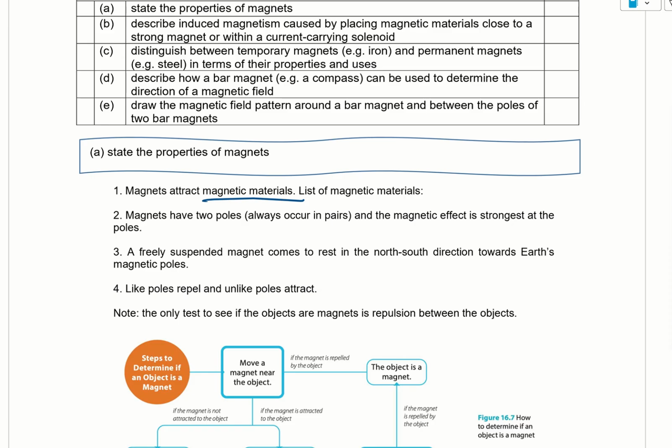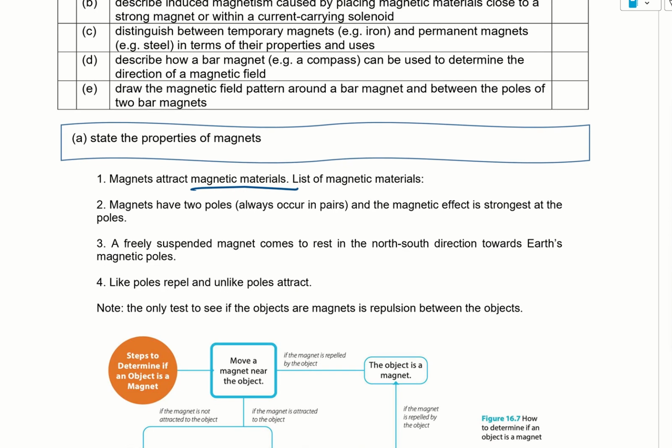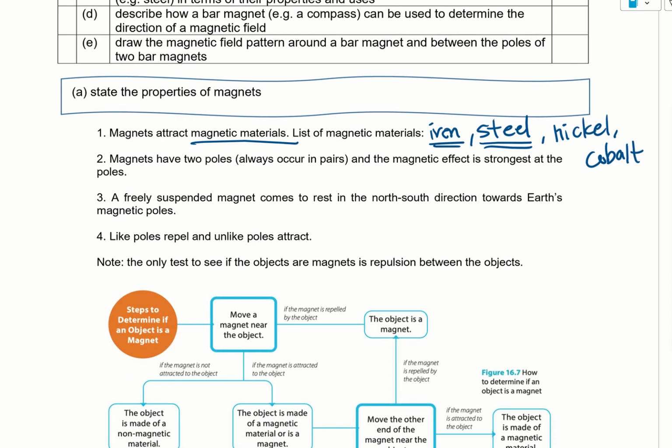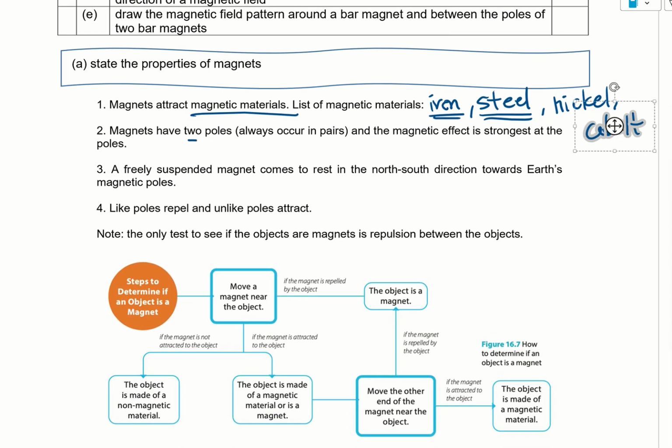The list of magnetic materials in our syllabus will be iron, steel, which is an alloy, nickel, and cobalt, with the first two, iron and steel, most commonly mentioned in our syllabus. Later on, we'll make a distinction between the both of them. Now, magnets have two poles. They always occur in pairs, and the magnetic effect is strongest at the poles.